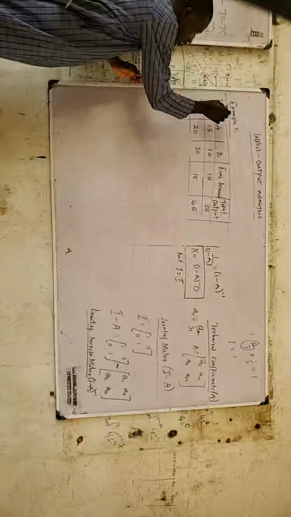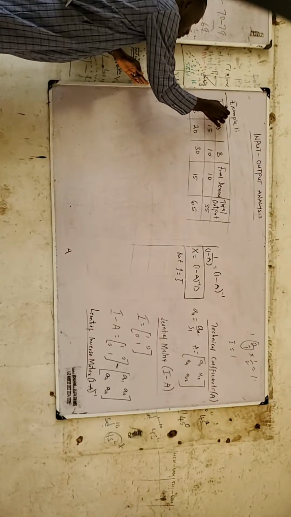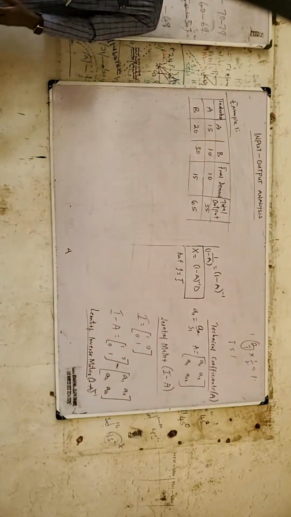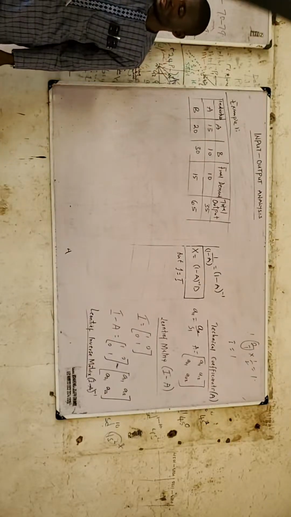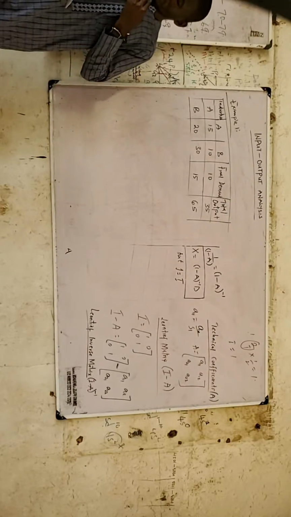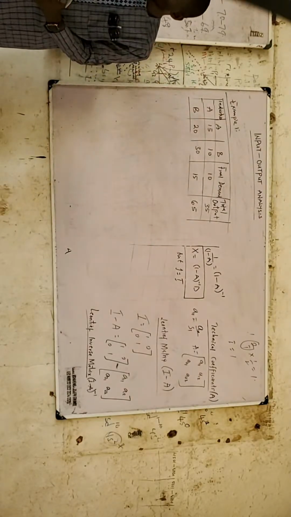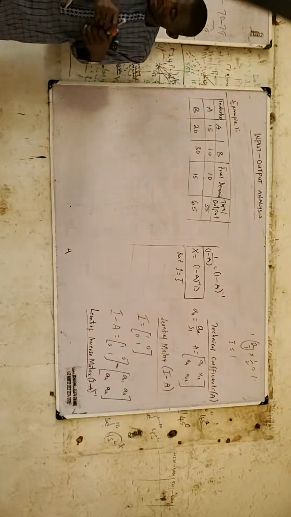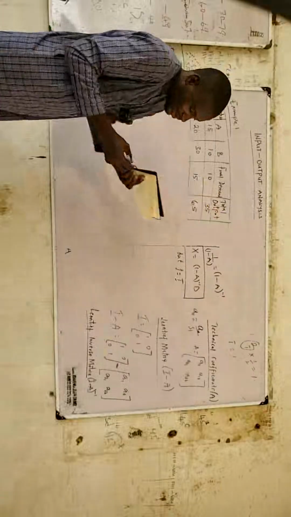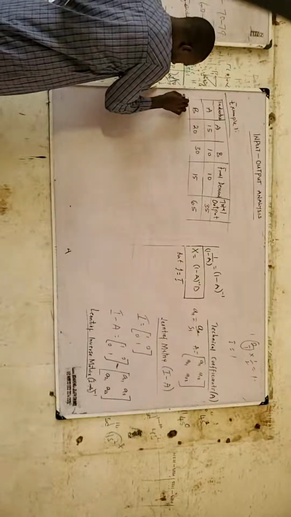So these ones here are industries. You are required to determine the total output if the final demand changes to 12 for industry A. Yes, you are required. I can just say determine.